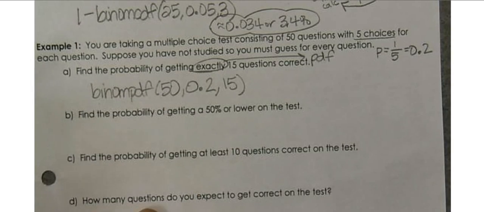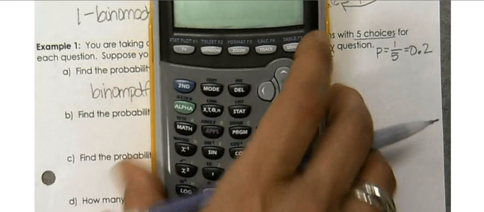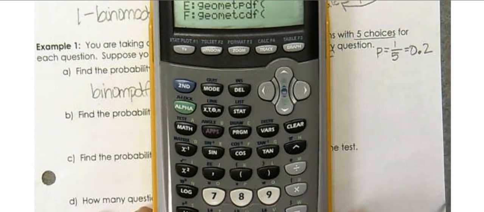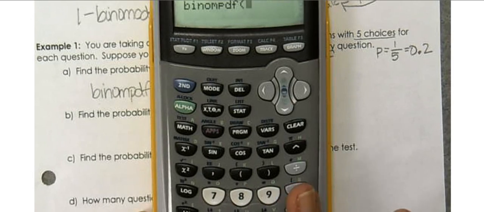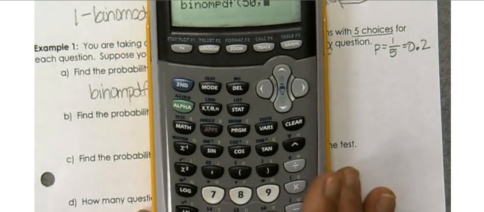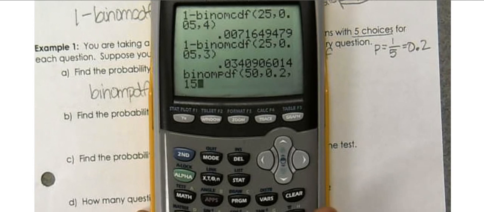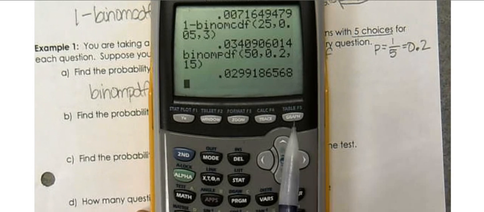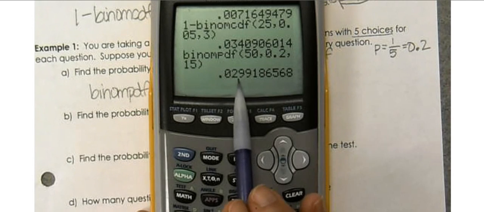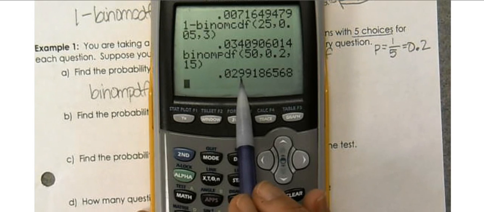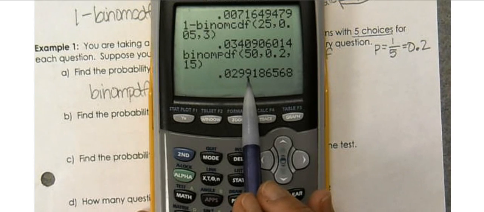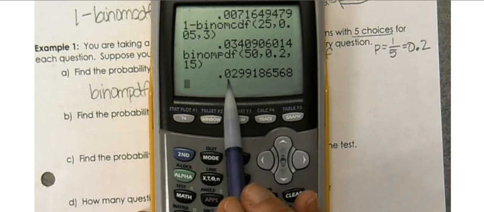So we would put that in our calculator, the regular binomial probability distribution frequency, 50 trials, a probability of 20% or 0.2, and exactly 15 questions. Notice that the third decimal place is a 9, and to the right of it is a 9, and that means that we would round this up. So this rounds up to 0.030.